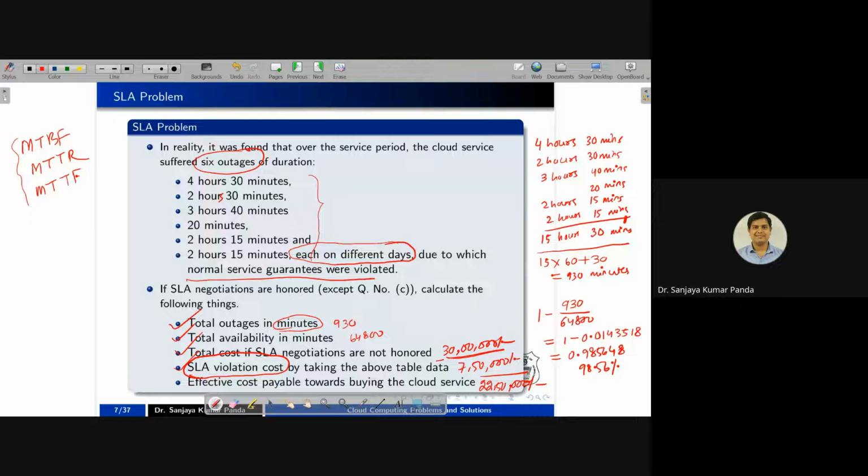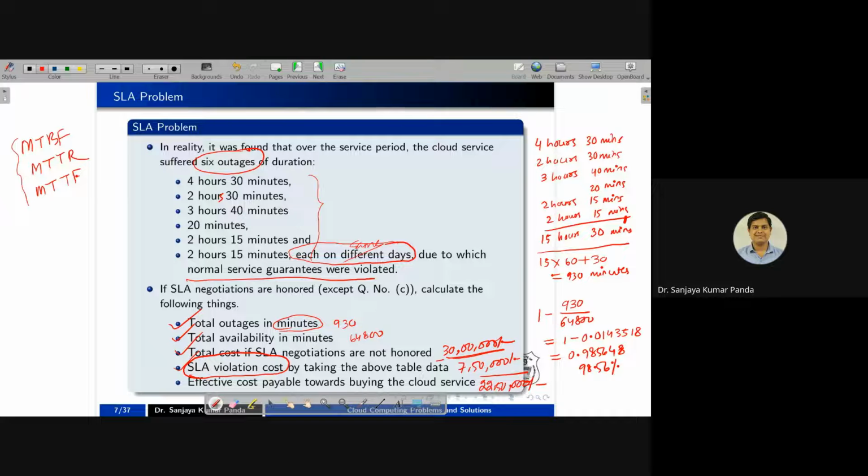Is it clear, madam? Whether it is on different days or the same day, there is no change in calculation because we are calculating with respect to the overall service period. Our overall service period is given in this particular problem: it is 60 days. In the earlier problem, it was 30 days. So you need not worry.